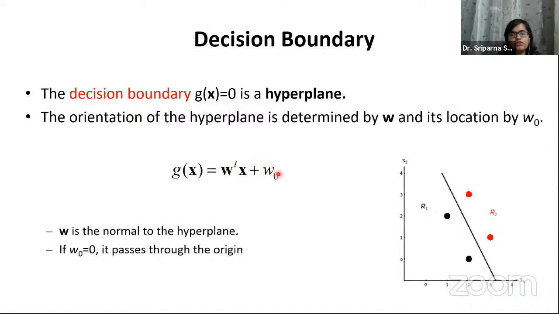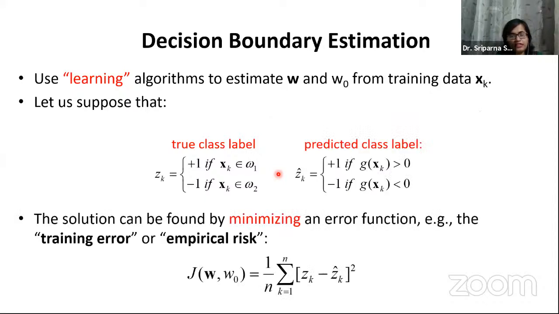W and W0. So J is equal to 1 by n, sum over k equal to 1 to n, of ZK minus ZK bar, squared. Here this is ZK and this is ZK bar. If there is a mismatch in the classification process, this value will not be 0. And why square? Suppose the true class level is minus 1 and you get the predicted class level as plus 1. What will the result be? Minus 1 minus plus 1 is minus 2, and minus 2 squared is 4.